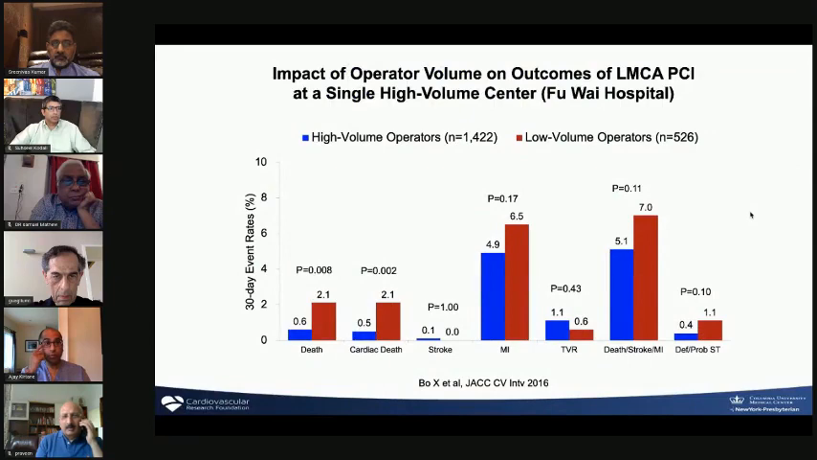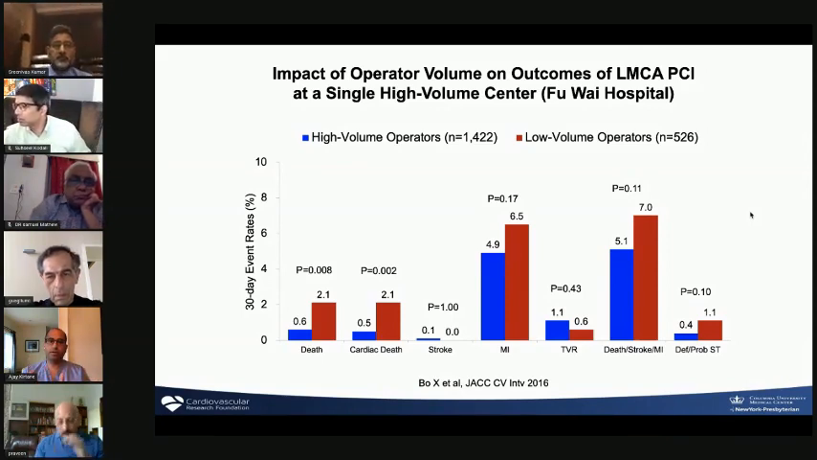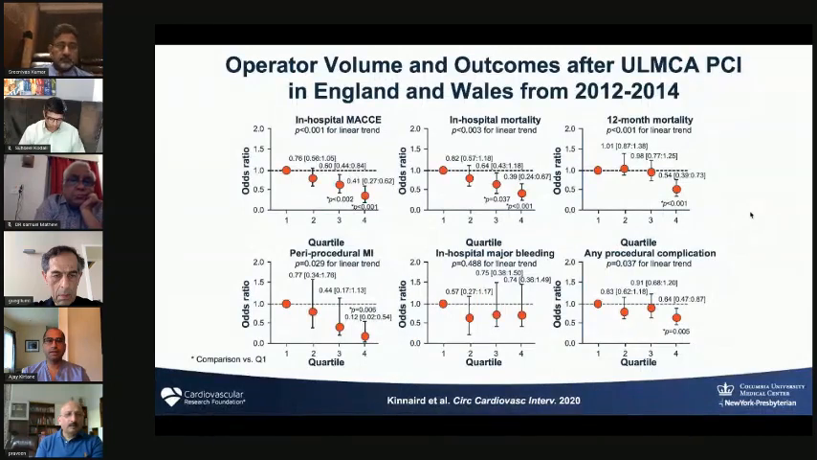Now, a few other things to point out. Number one, operator volume and outcomes, really, really important to think about. And clearly now we have more than one study showing that at the same institution, in this case at Fuwai Hospital, if left main was treated by a low volume versus a high volume operator, there was a greater chance of dying if it was treated with a low volume operator. And just in the last week, we have operator volume and outcomes after unprotected PCI in the BRIGHT registry showing that the highest volume operators had the lowest rate of adverse events.